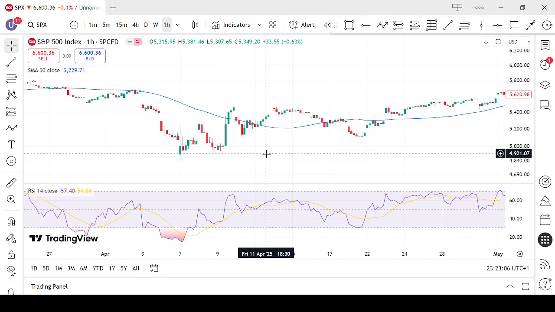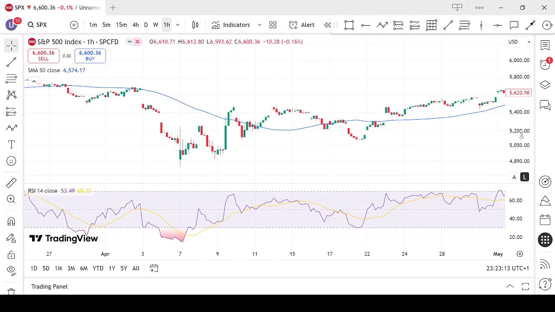So you have to keep detailed records of your trades and review them regularly to learn from both your successes and your losses.